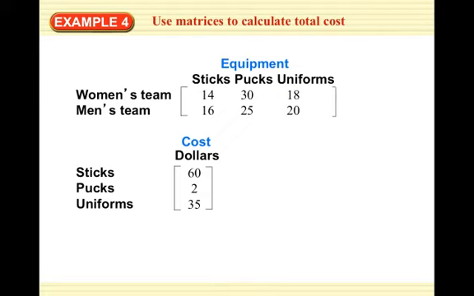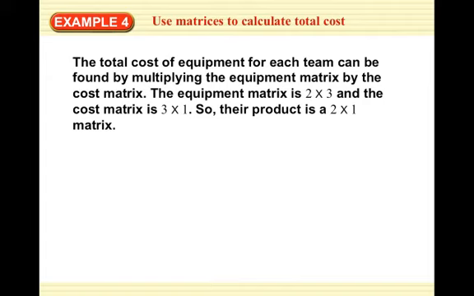So each stick costs $60, so we have $60 in the first row there. Each puck costs $2, so we've got $2 for the pucks, and uniforms are $35, so we've got $35 for the uniforms. Okay, and this is really cool. Let's write out our matrices that we're going to multiply together.